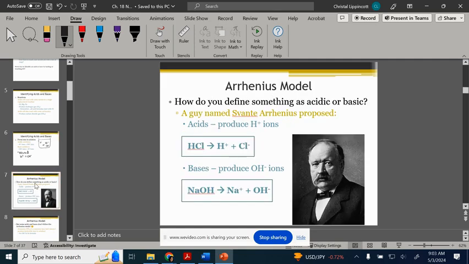All right, we have some definitions that we're going to go through. The first gentleman that we're going to talk about is Arrhenius. And Arrhenius said that your acids are going to produce H+ ions. So here's an example of that. And your bases will produce OH- ions. So here's an example of that.